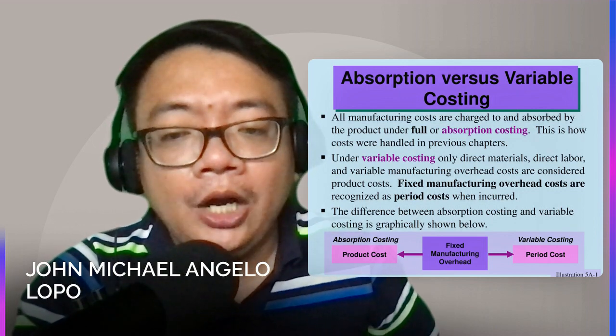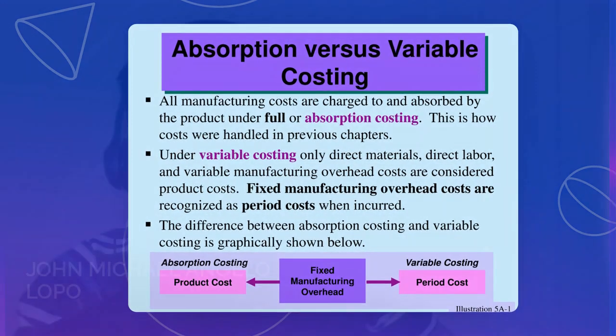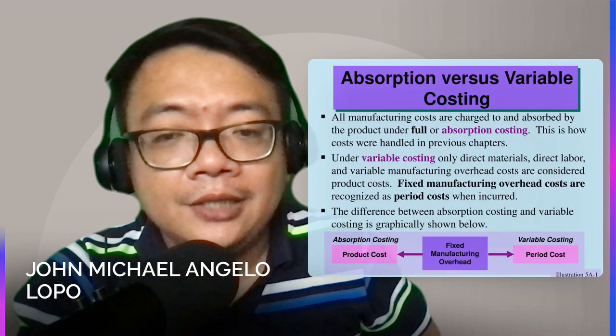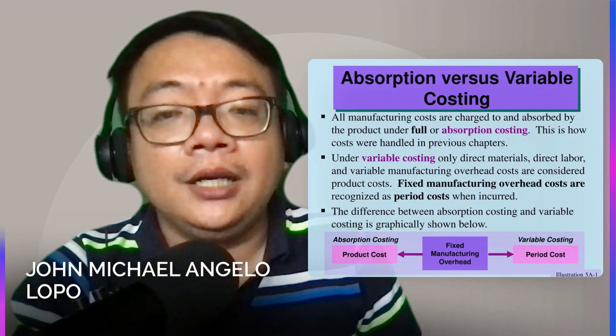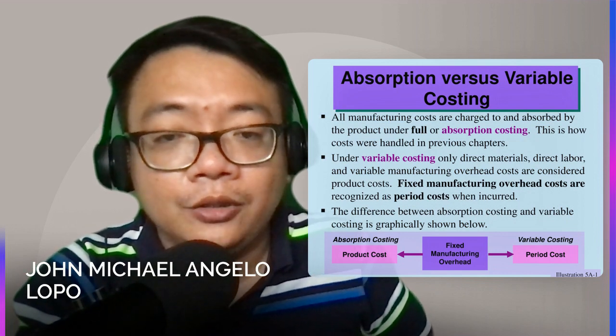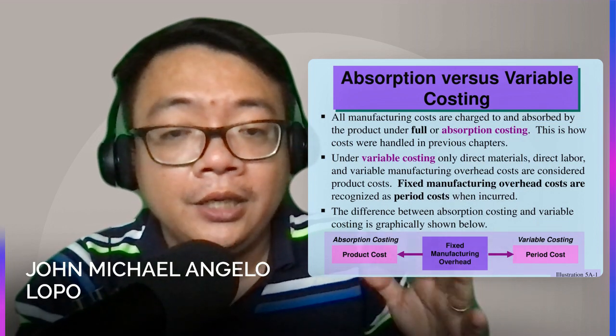Alright, how about in terms of your variable costing? Variable costing, class, is basically your contribution margin format. That's why, in the variable costing, only direct materials, direct labor, and the variable overhead costs are considered to be product costs. So, ano ang pagkakaiba ng full absorption and variable costing?